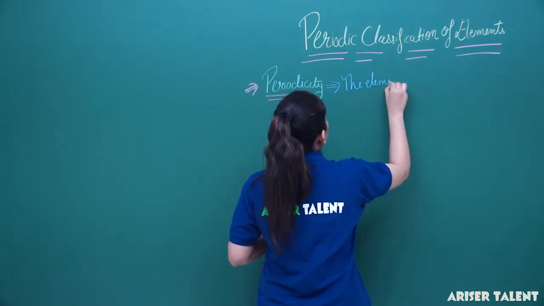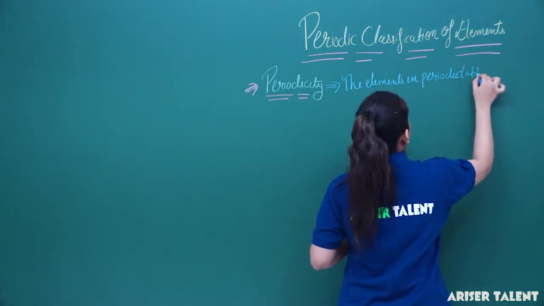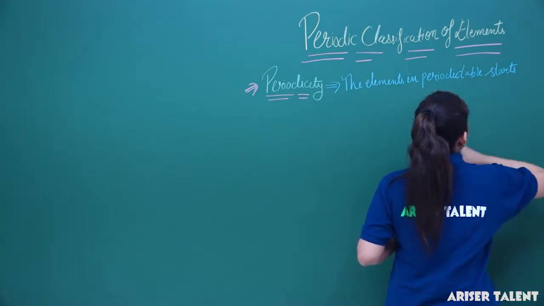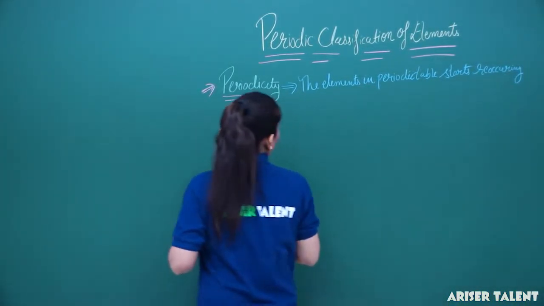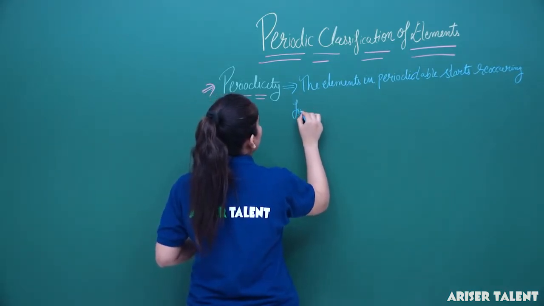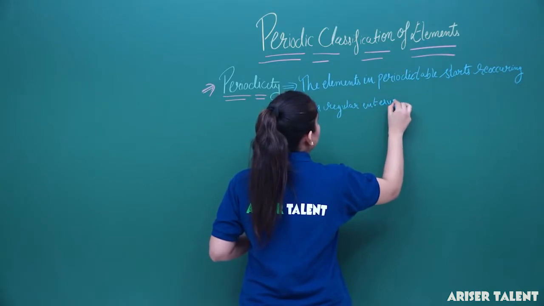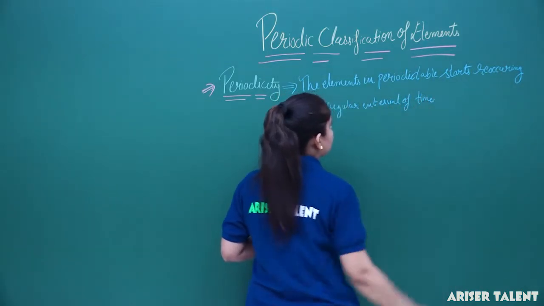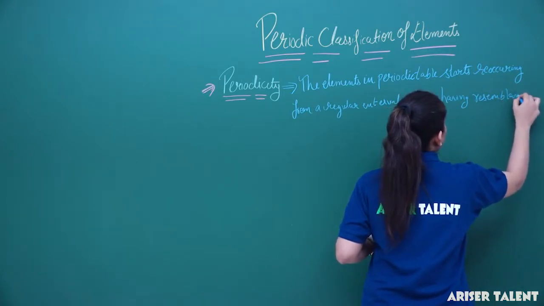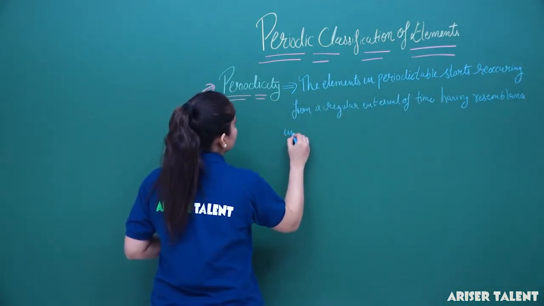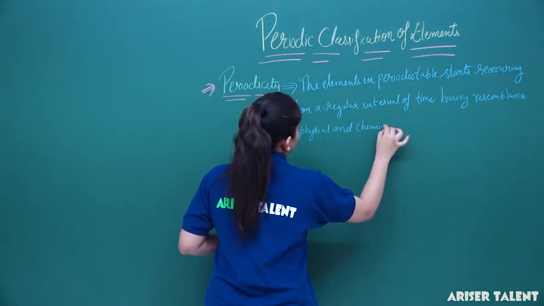The elements in the periodic table start reoccurring at regular intervals of time, having resemblance in physical and chemical properties.